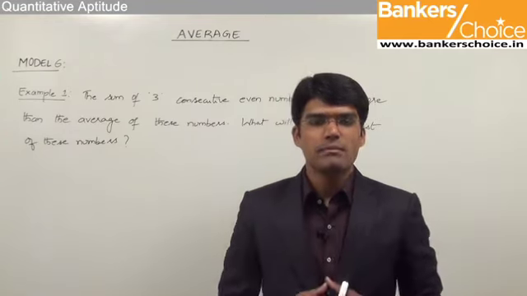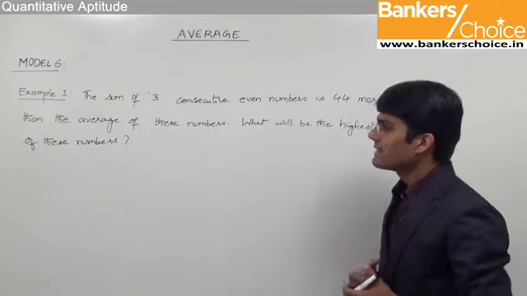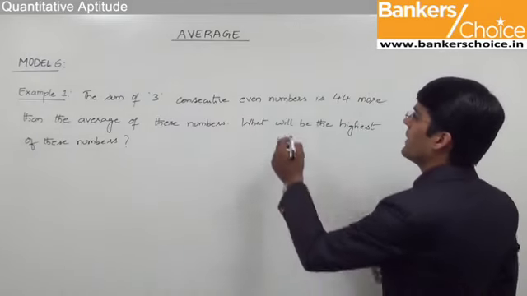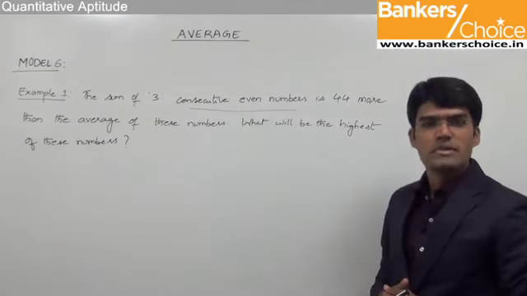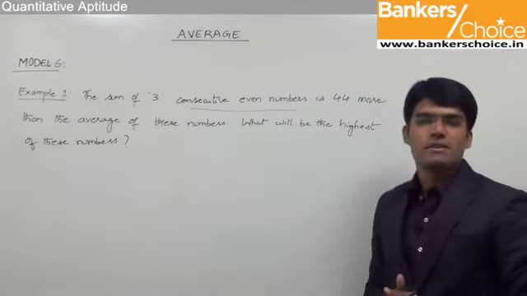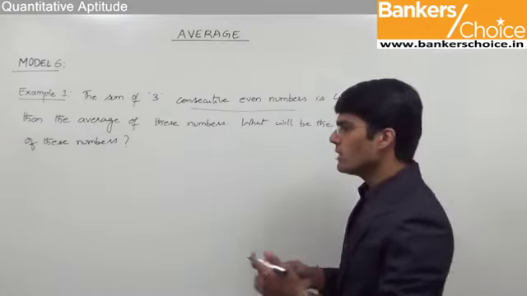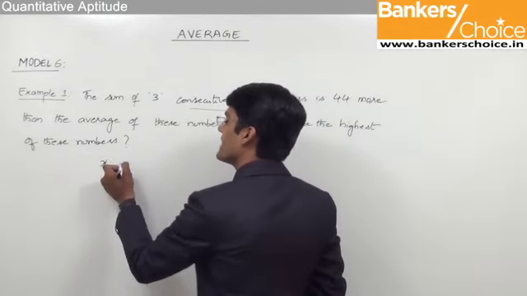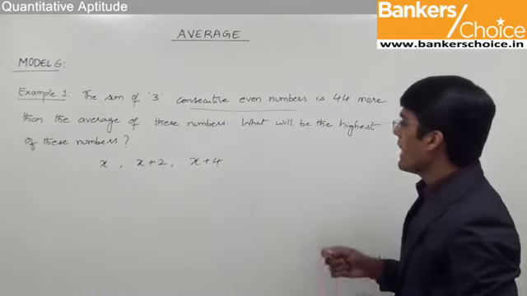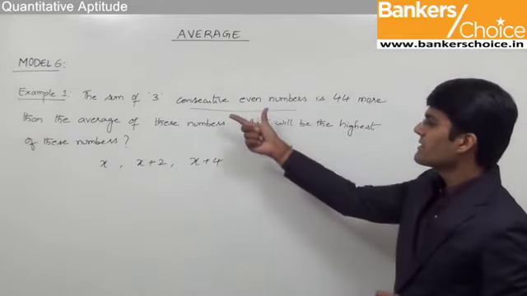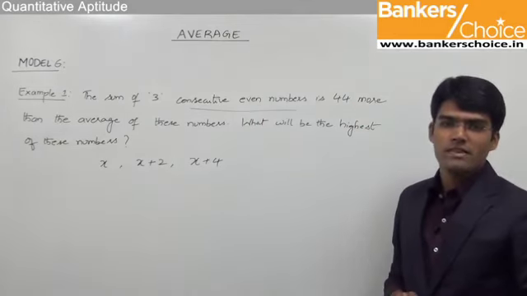Let us now take an example based on consecutive numbers that we have just discussed. The question here is, sum of 3 consecutive even numbers is 44 more than the average of these numbers. What will be the highest of these numbers? So as it says, we have 3 consecutive even numbers. We know that consecutive even numbers should be taken as x, x plus 2 and x plus 4. And the question here is, sum of these 3 consecutive numbers is 44 more than the average of these numbers.